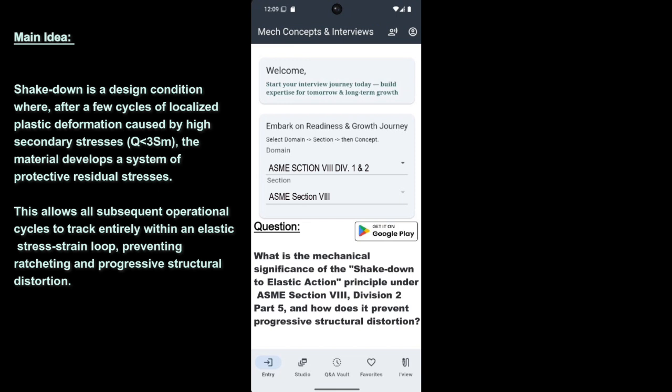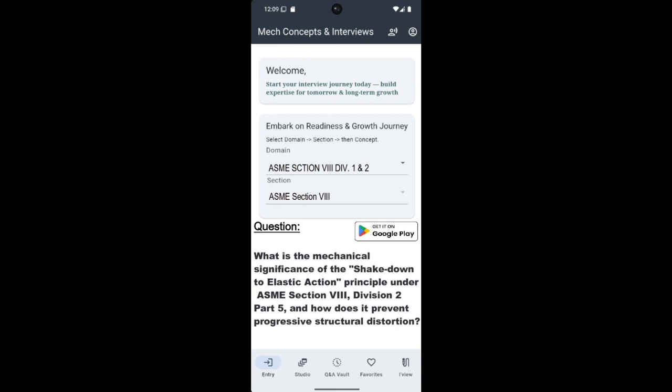Protective residual stresses. Elaborate on that mechanism. Well, this internal shielding forces all subsequent operational cycles to track entirely within an elastic stress strain loop. The material effectively hardens and protects itself, preventing a phenomenon known as ratcheting, which is progressive structural distortion. Let us ground this in a physical analogy for clarity. Mechanically speaking, we are talking about an intentional one-time calibration of the steel. You could phrase it that way, yes.